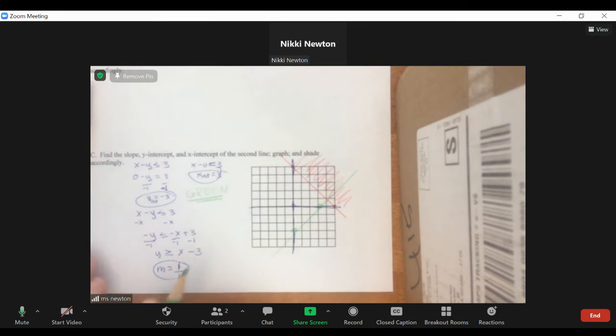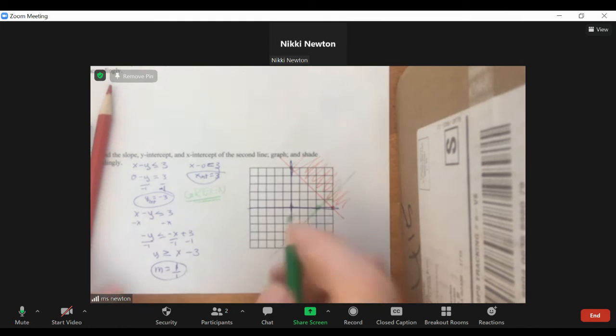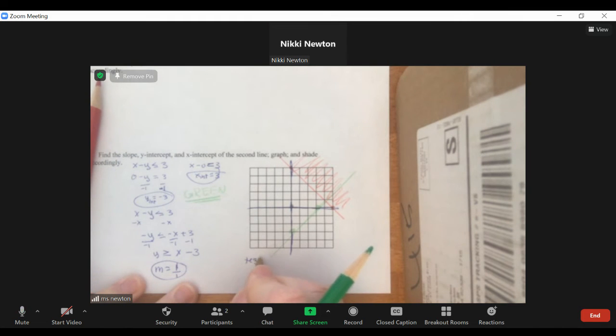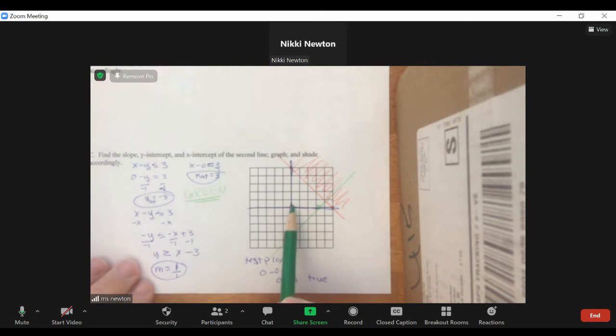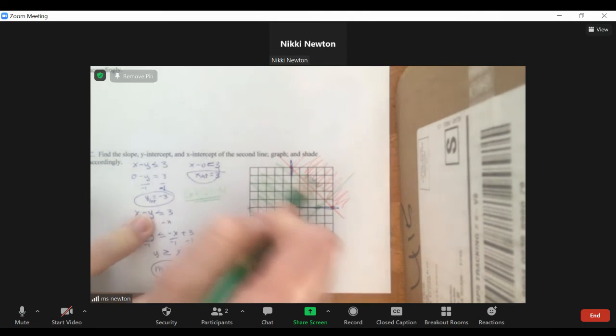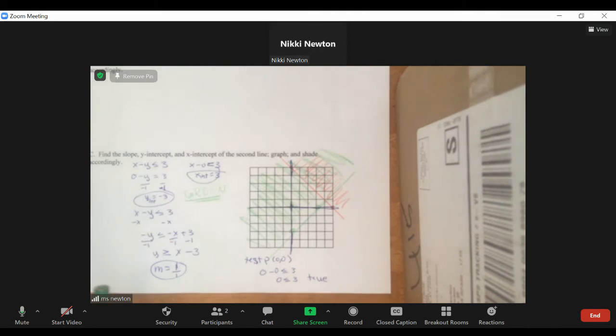And I didn't do my test point yet, so I'll use 0, 0 again. So if I put in my test point, which is 0, 0, so 0 minus 0 less than or equal to 3, 0 less than or equal to 3. That's true. So go back up here. That test point's included in my region, so I'm going to shade this side of the line, so there. All right, I graphed both lines.